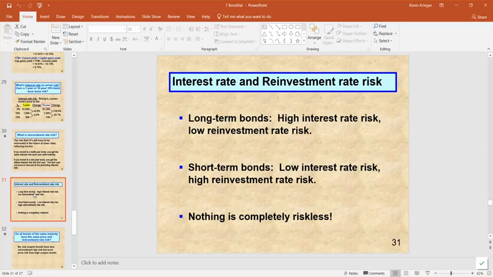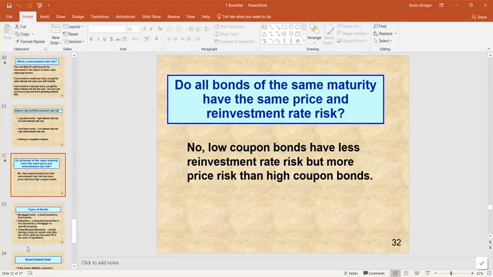Right? And again, that's why sometimes people do some of each. Buy some short-term ones to limit the interest rate risk, buy some long-term ones to limit the reinvestment risk. Do all bonds of the same maturity have the same price and reinvestment rate risk? No. Low coupon bonds actually have less reinvestment rate risk, but more price risk than high coupon bonds. This just goes hand in hand, again, with the actual math of how coupons and lump sums combine to give you the overall bond value.